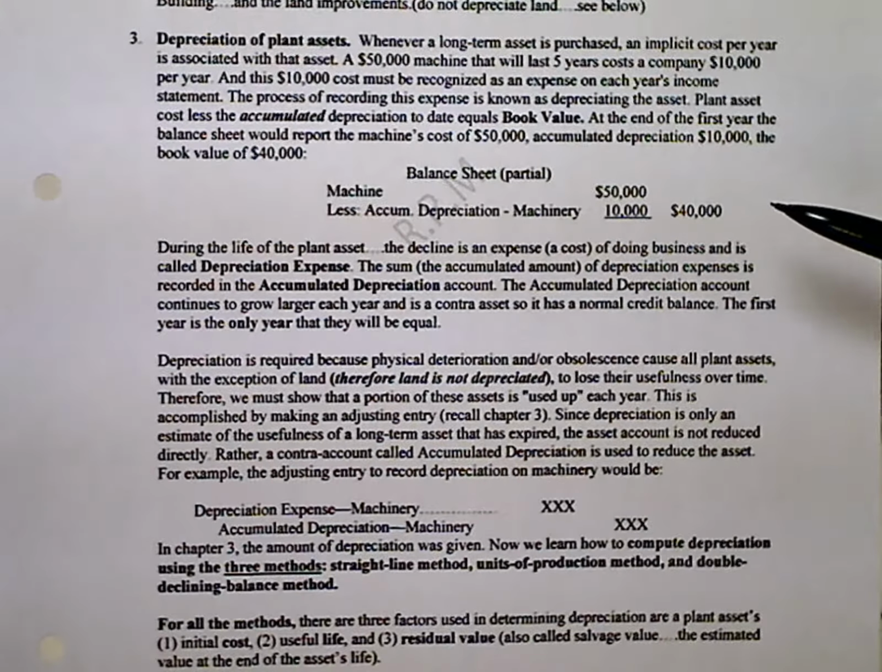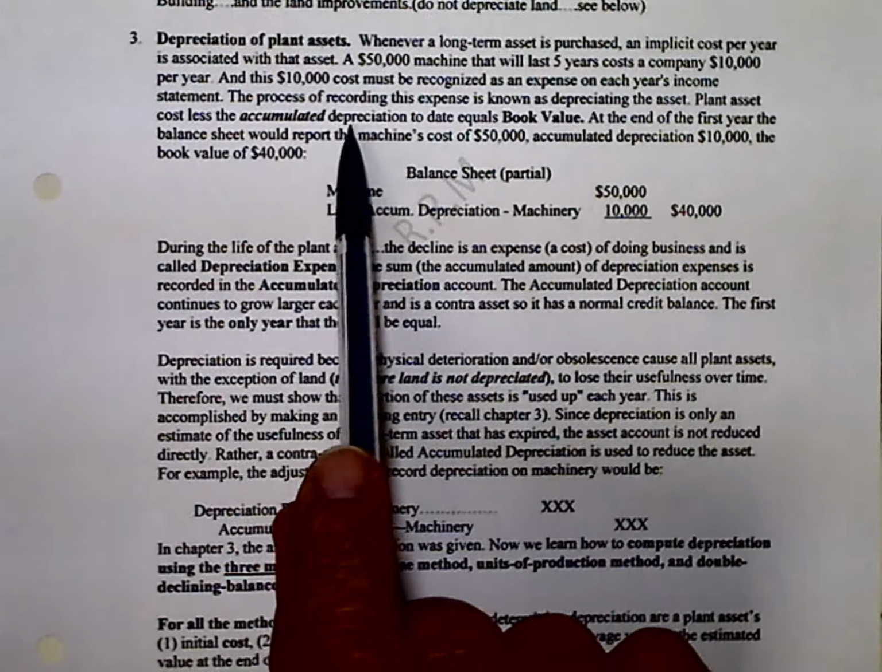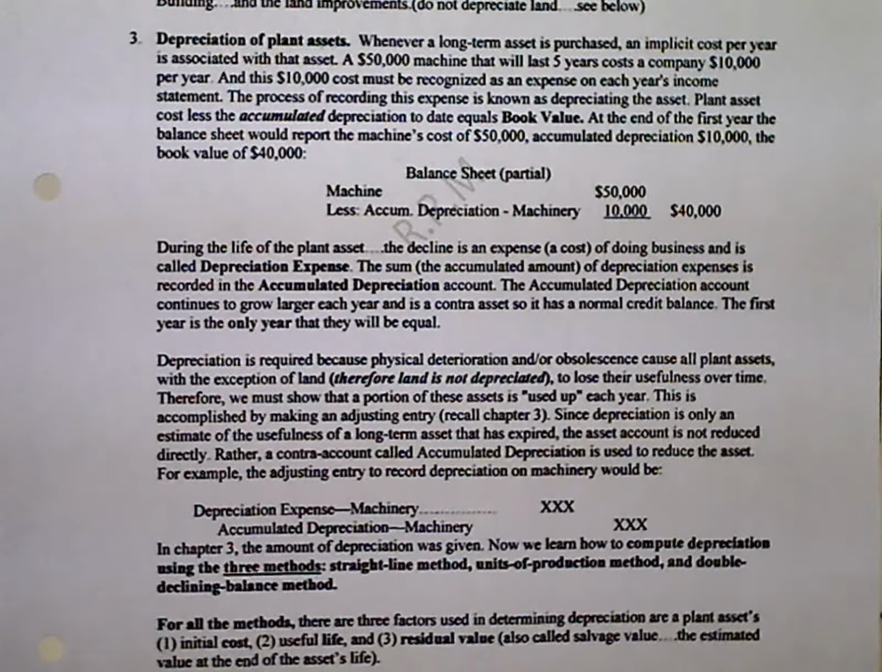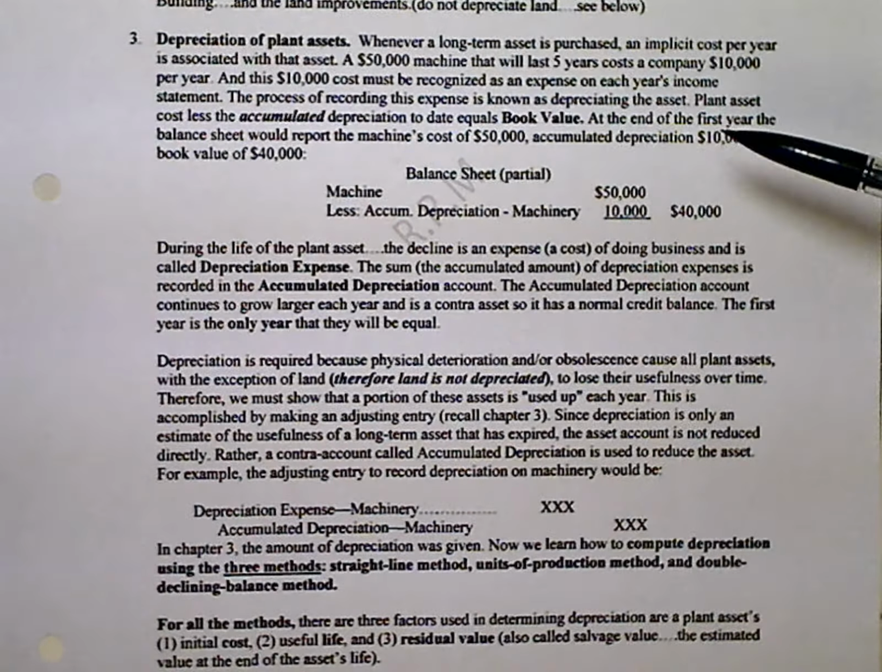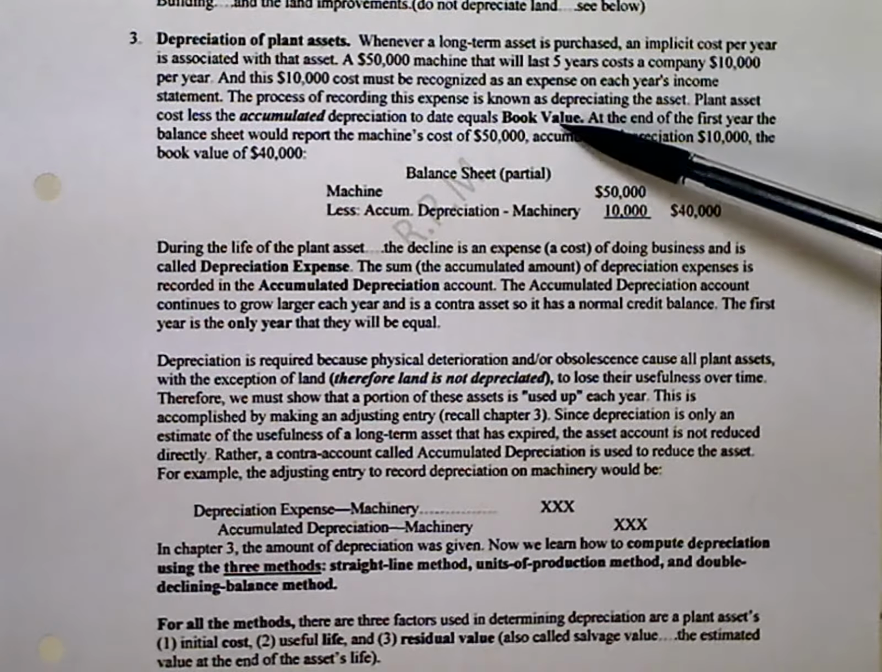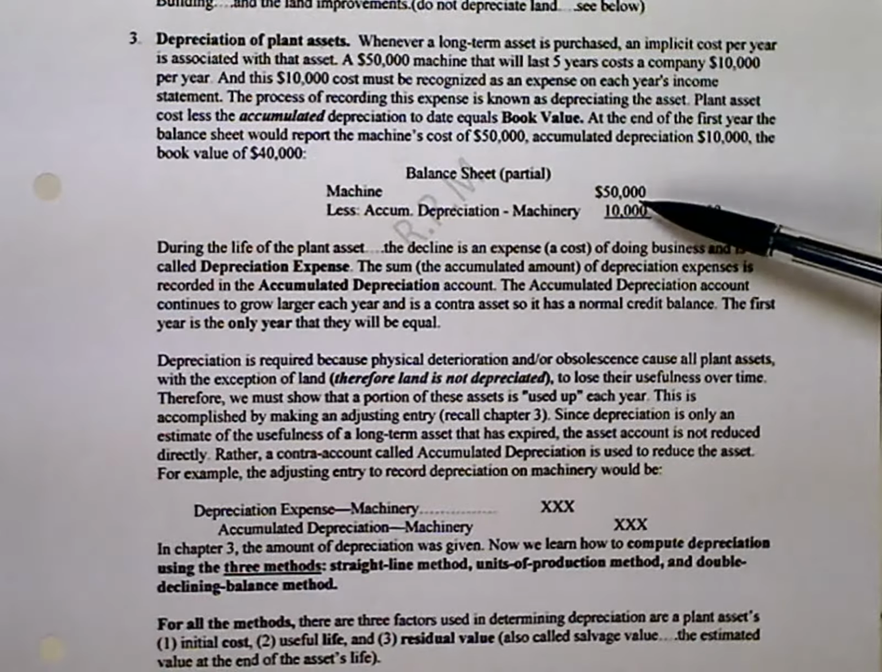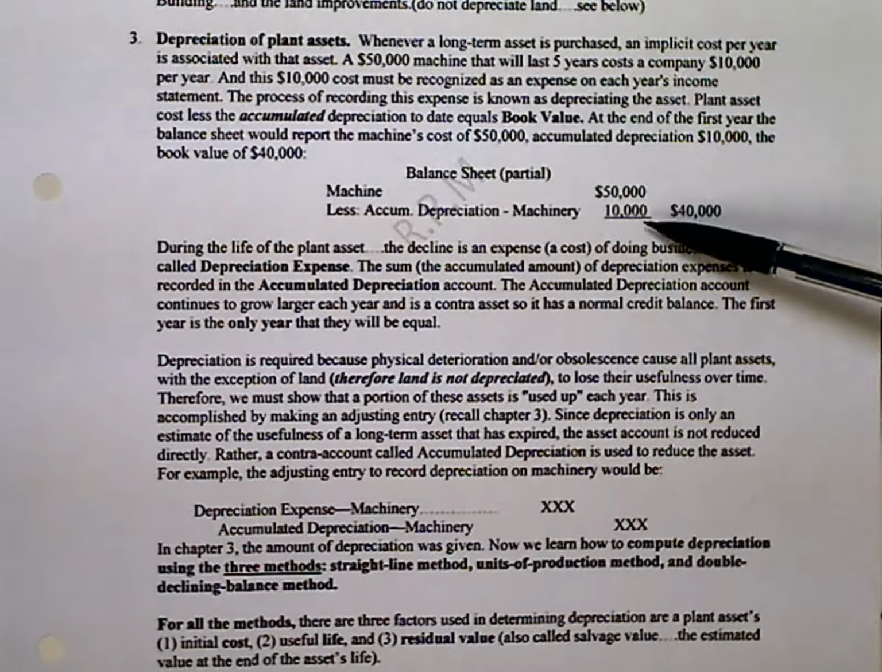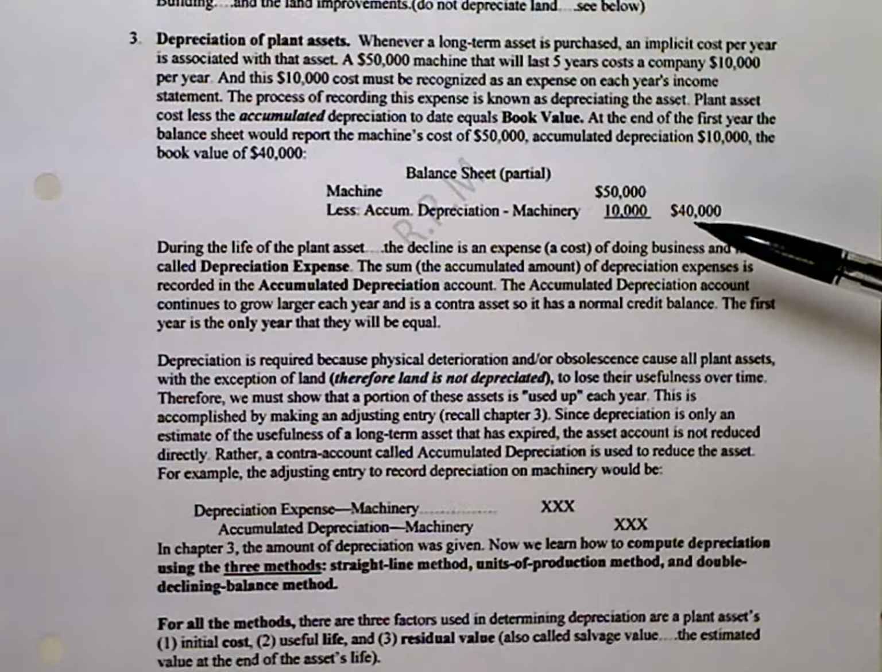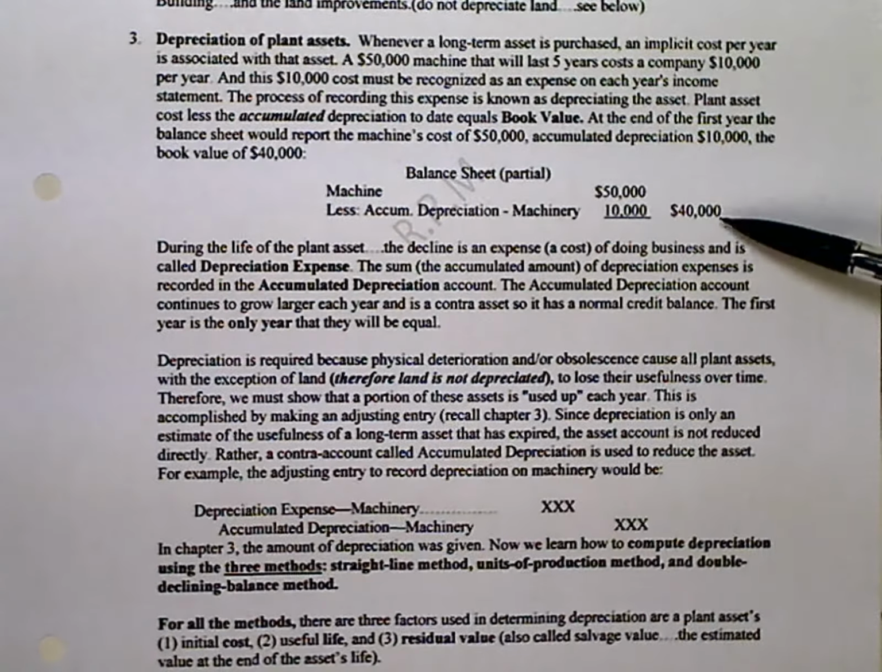We use an account called accumulated depreciation. We'll see it in the journal entry just below. We've seen it before. And the book value: here's the cost, look how it's reported, less accumulated depreciation on that machinery, and $40,000 is the book value.